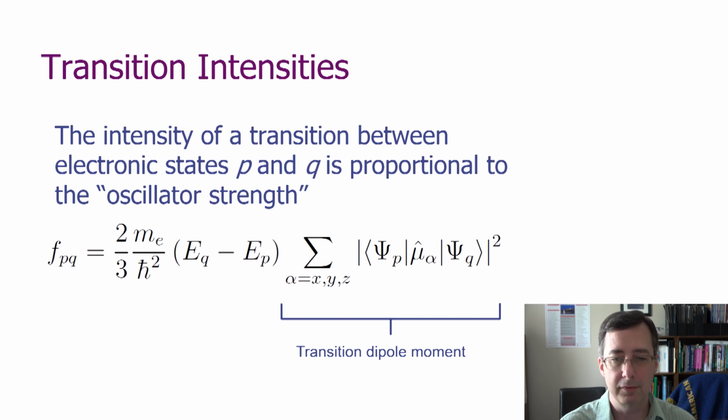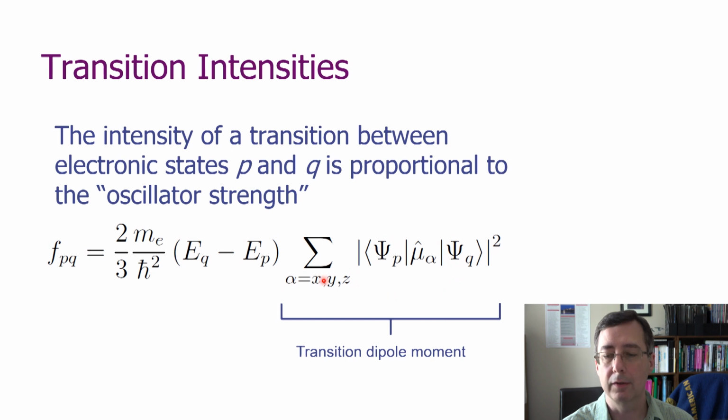This is the formula for that, which is not overly complicated. This is so-called oscillator strength, f_PQ, between two electronic states, P and Q. So I'm making a transition between P and Q, and that has a so-called oscillator strength to it, and the intensity is going to be proportional to this oscillator strength. And it just depends on some constants, and then the energy difference between the two states that are involved. And then this guy, which is called the transition dipole moment.